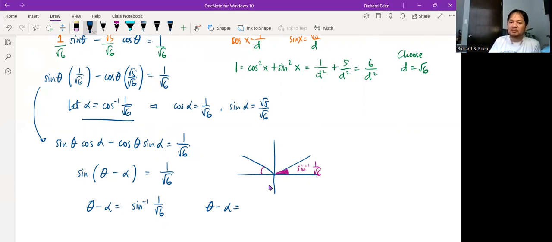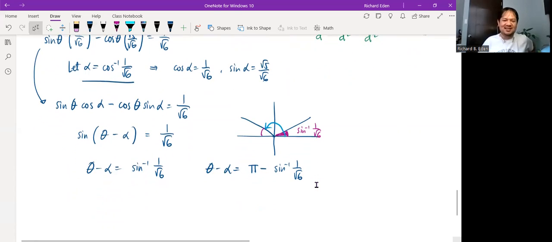Keep in mind that the purple angles are equal to each other. The second solution we're looking for would have to be this. What is that blue angle? 180 minus sine inverse of 1 over square root of 6. Why do I keep saying sine negative 1? I know what you mean though, sine inverse. And then plus 2n pi.